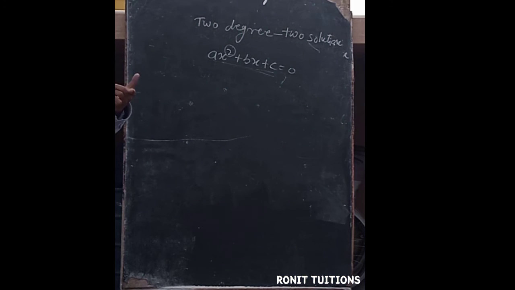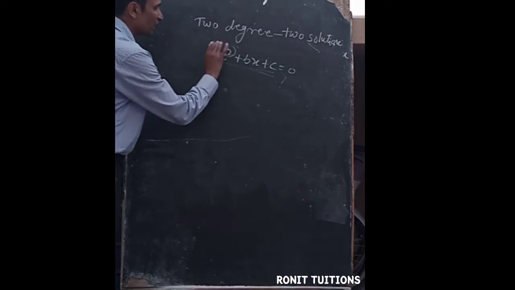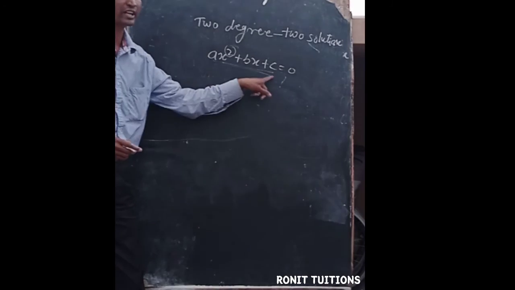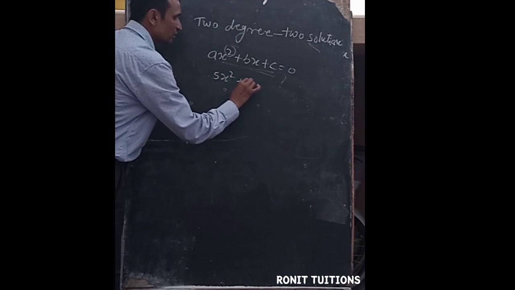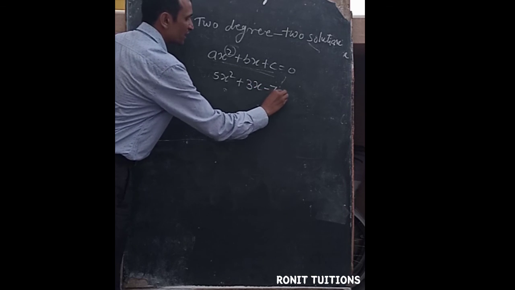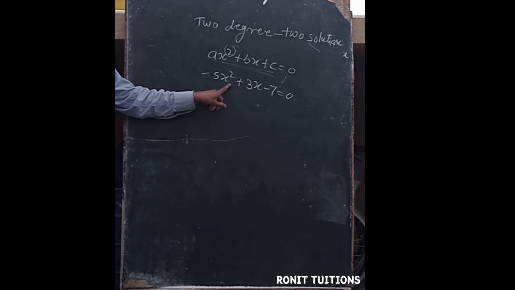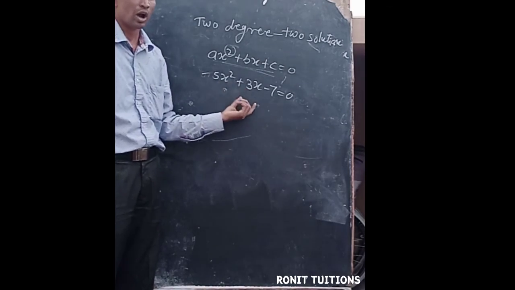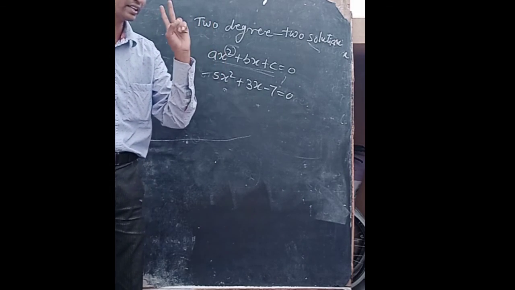I am using this for up to SSLC, not higher. We can give an example with only one variable: pi x squared plus 3x minus 7 is equal to 0. How much degree is there? 2 degree. When we find the solution, how many solutions will come? 2 values of x will come. That is called the root, also the zeros, and also the solution.